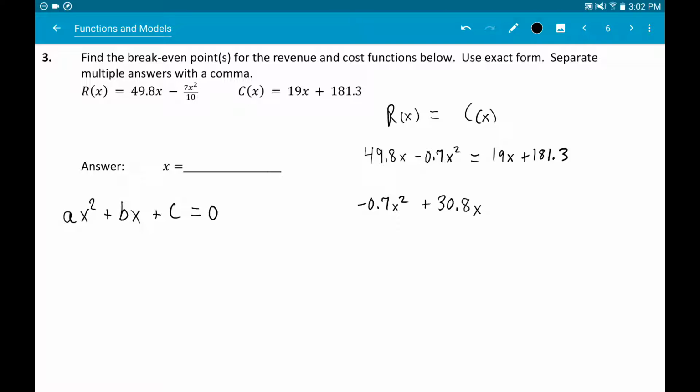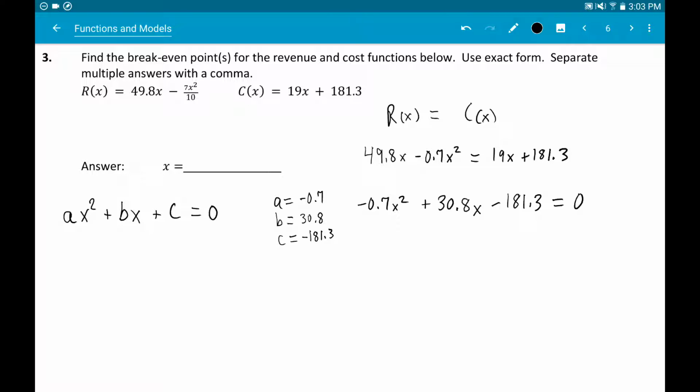And then we have to have our constant over on the left as well. So let's subtract 181.3 over to the left. So as you can see there, you have your quadratic equation in the form ax squared plus bx plus c equals 0. So in other words, a is going to be negative 0.7, b is going to be 30.8, and c is going to be negative 181.3.